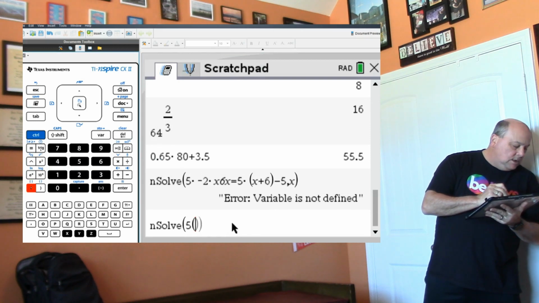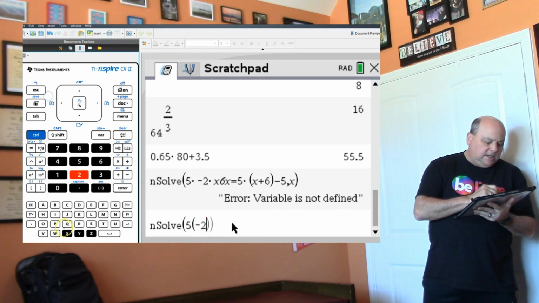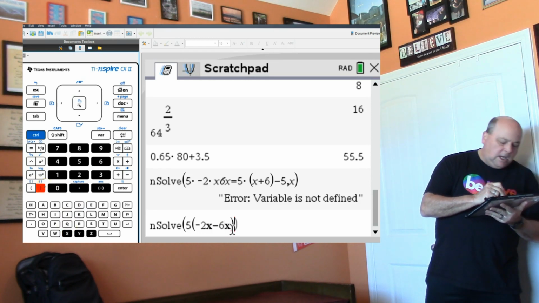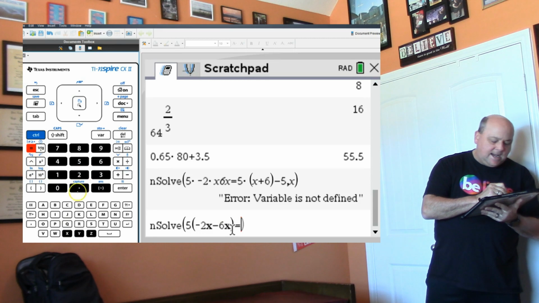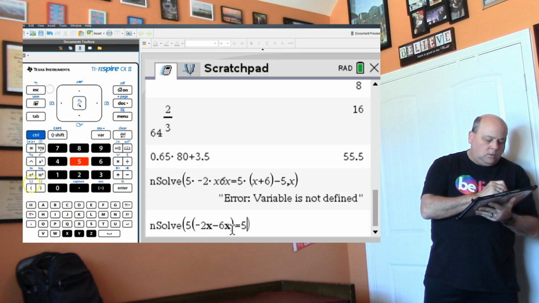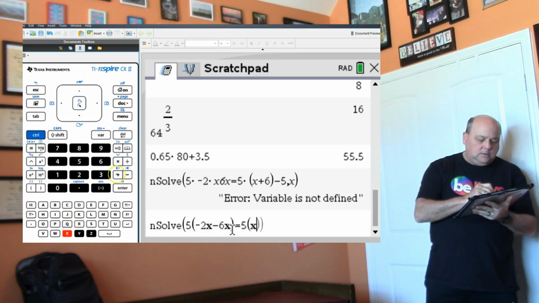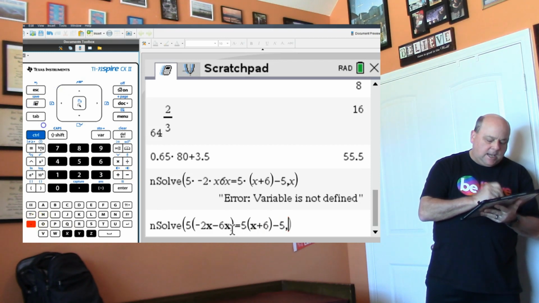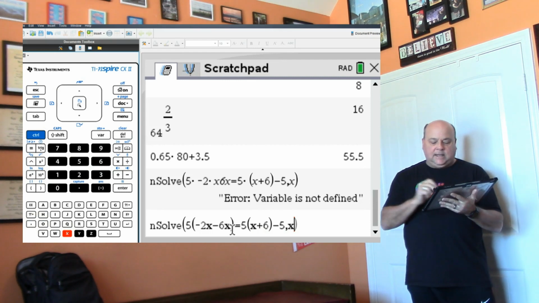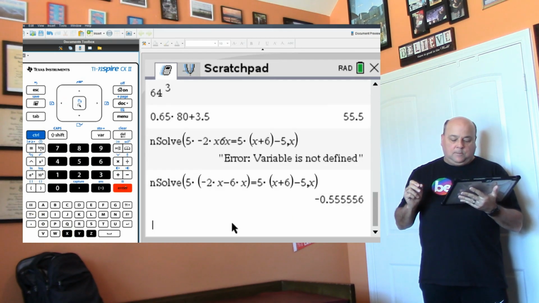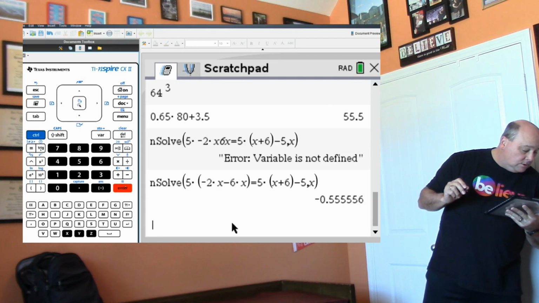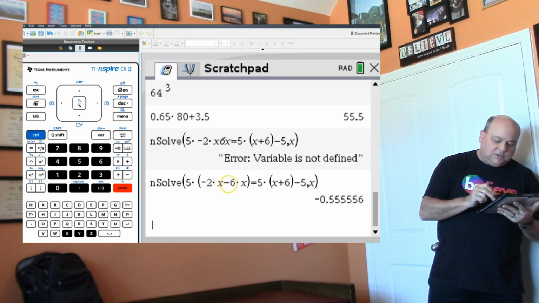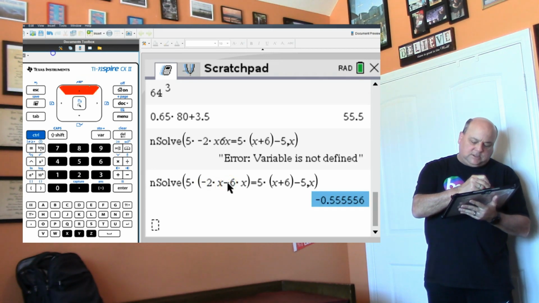5 parentheses, negative 2x minus 6x, close parentheses, equals 5 parentheses, x plus 6, close parentheses, minus 5, comma, x. Okay, so this time I got it typed in right, hit enter, and I get 0.555. That should not be the answer. 5 parentheses, negative 2 minus 6x. There's another x in here. Where did that other x come from?